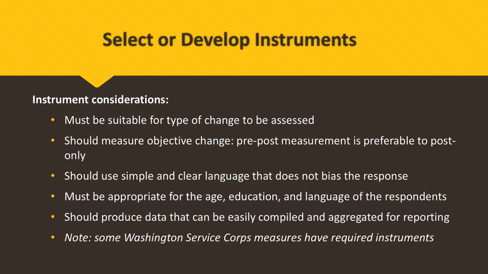From Washington Service Corps' perspective, pre-post measurement is preferable. Instruments should use clear and simple language that does not bias the response. For example, the leading question, "Has the mentoring program improved how you feel about going to school?" This question introduces a subtle positive bias by framing the question in terms of improvement.